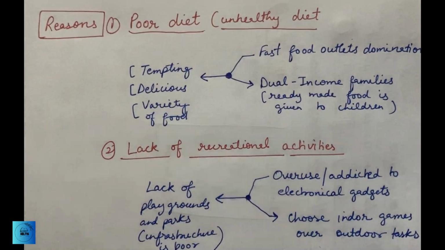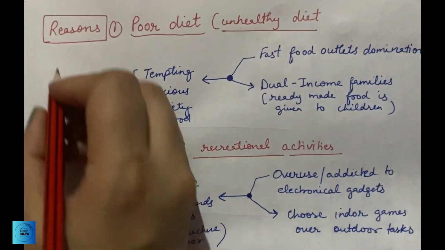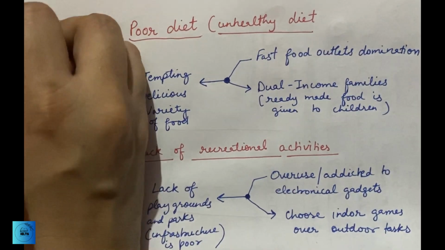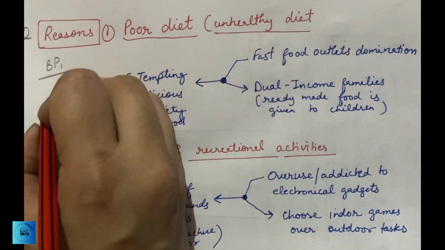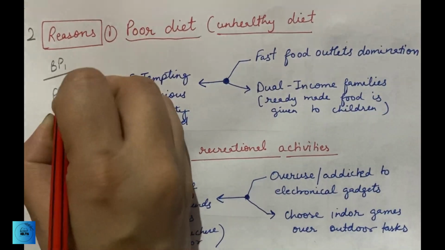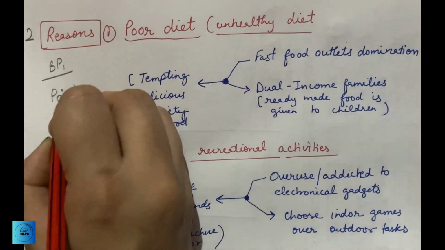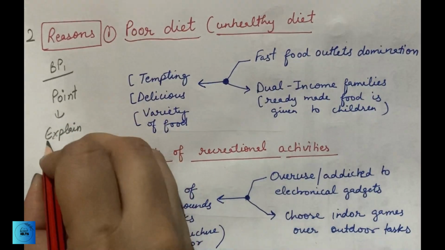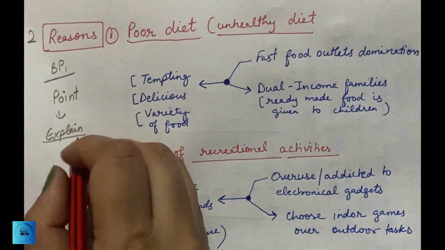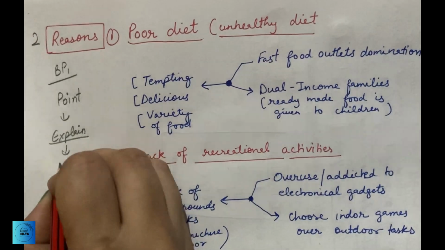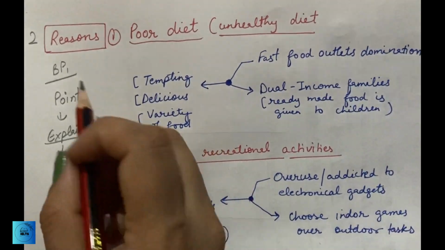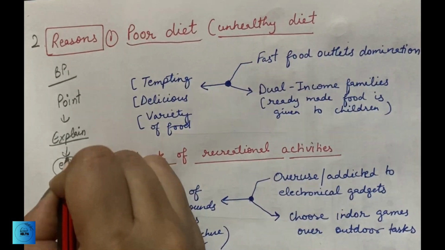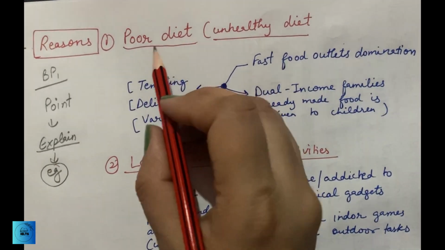So students, after writing the introduction, in body paragraph 1 we will write 2 reasons, and the way of writing our points is, first I will write down the point and then I will explain that point. It is always advised to explain the point properly, and then I will give one example. Out of 2 points I will give an example of only one. So the first point is poor diet.